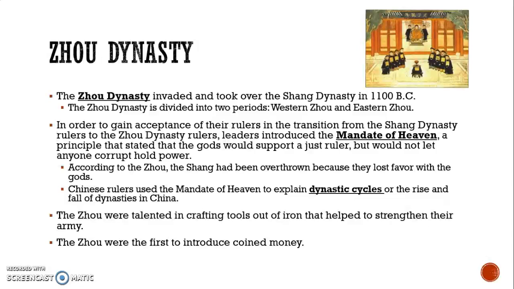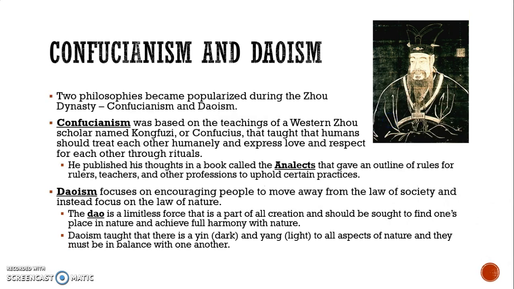This mandate of heaven was used to explain dynastic cycles, or the rise and fall of dynasties in China. The Zhou were really talented in crafting tools out of iron, and that helped them with their army and their military. The Zhou were the first to introduce coined money into China.